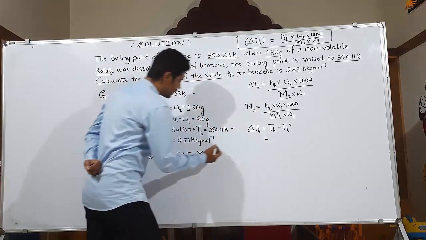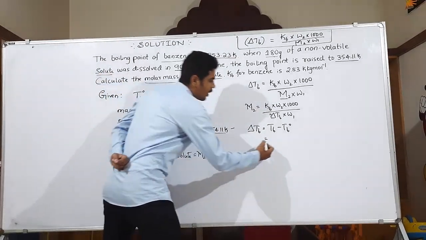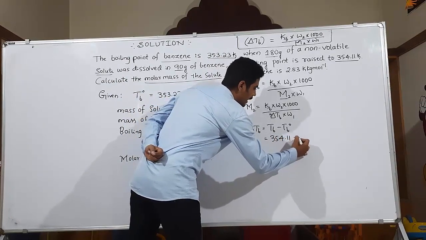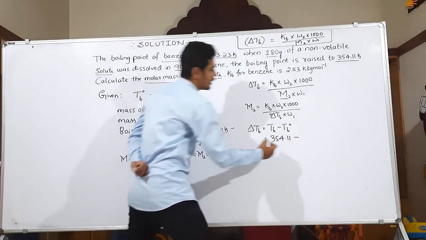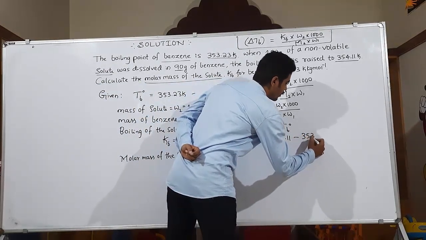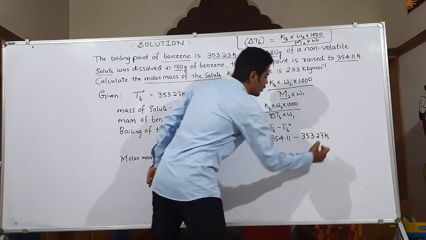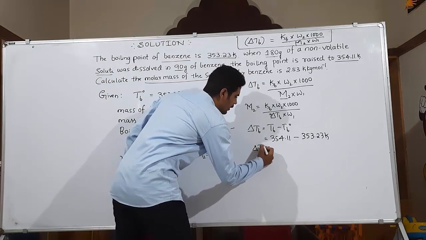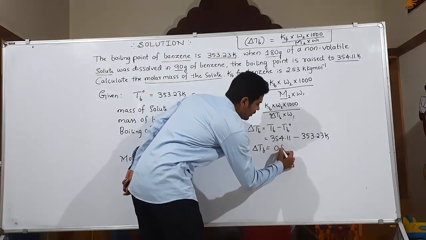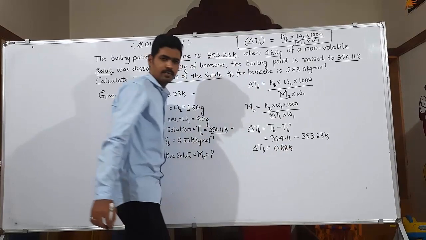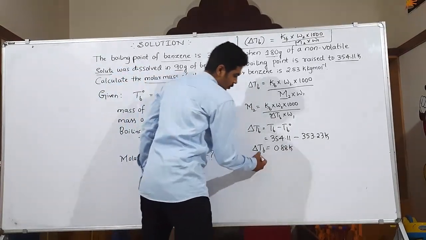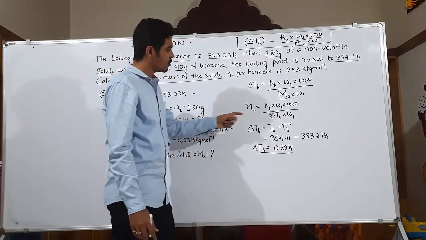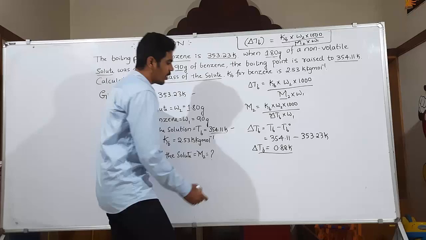So TB value is 354.11 Kelvin. 354.11 minus TB naught, which is 353.23 Kelvin. So on subtracting, the delta TB value becomes 0.88 Kelvin. Okay, now you have the value of delta TB also. Now substitute all these values in this equation. Then what will you get?